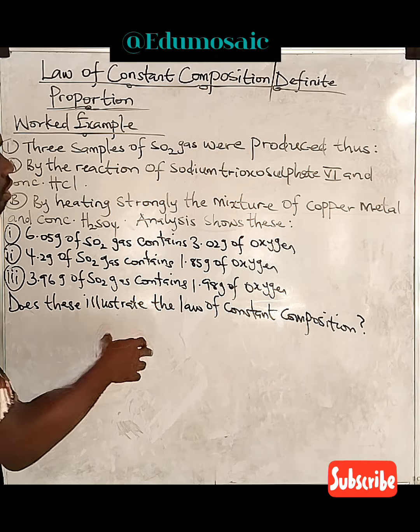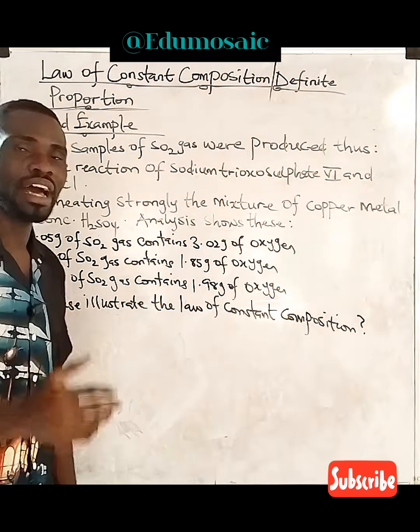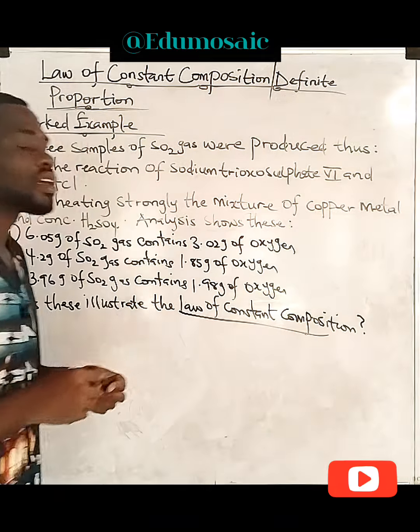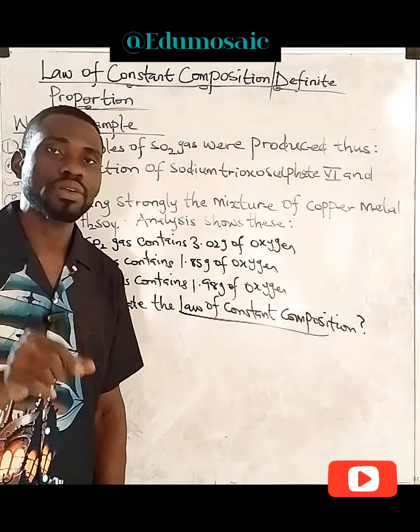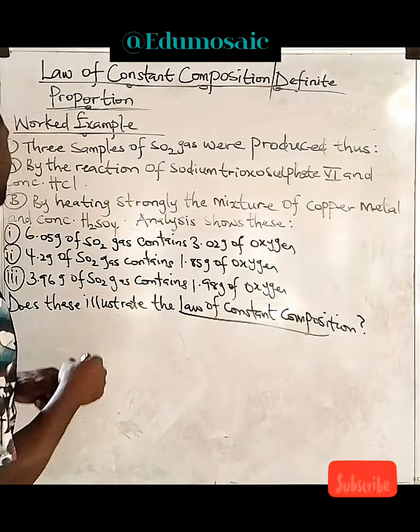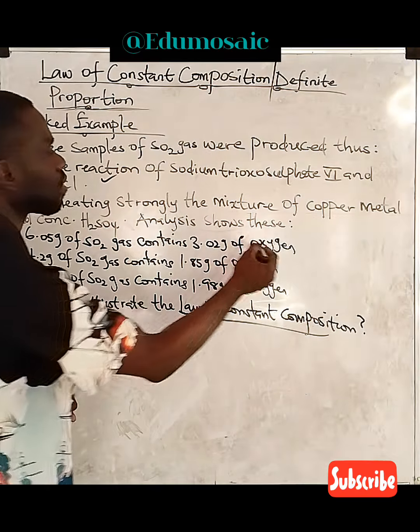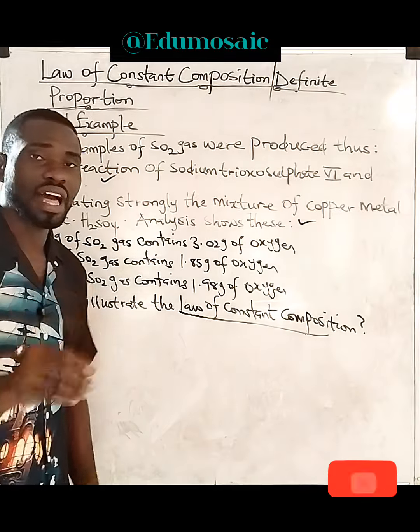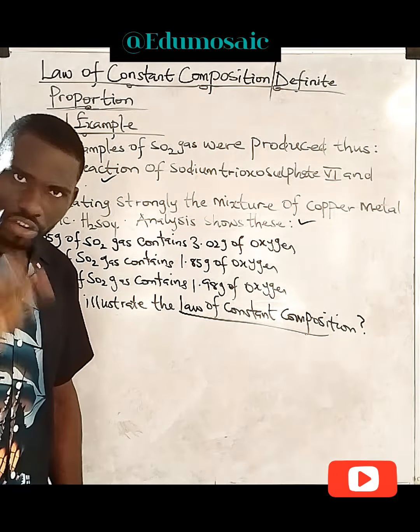So how do we prove that the law of constant composition is being obeyed? Now, what's this law all about? Let's talk about it again. This law states that regardless of the method of production, regardless of either this method of production or this method of production, it doesn't change the fact that SO2 gas will always remain SO2 gas.